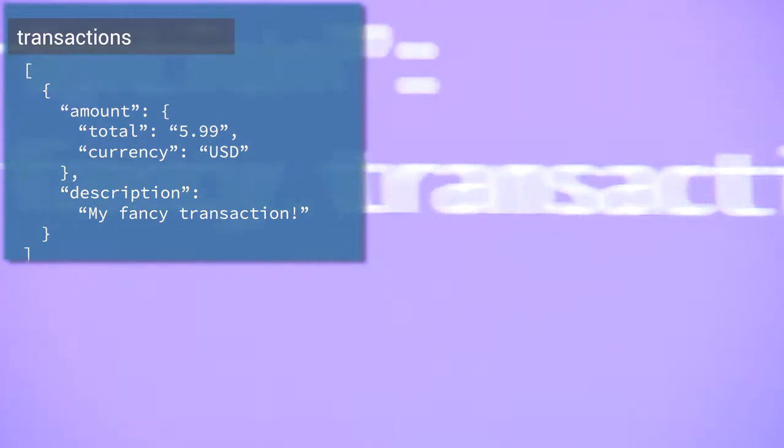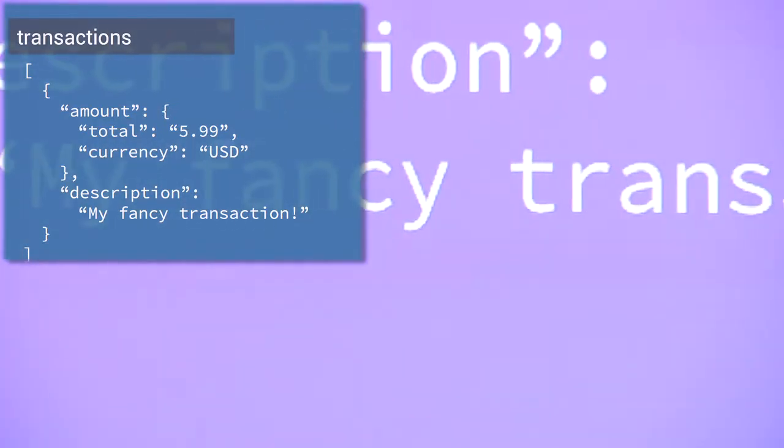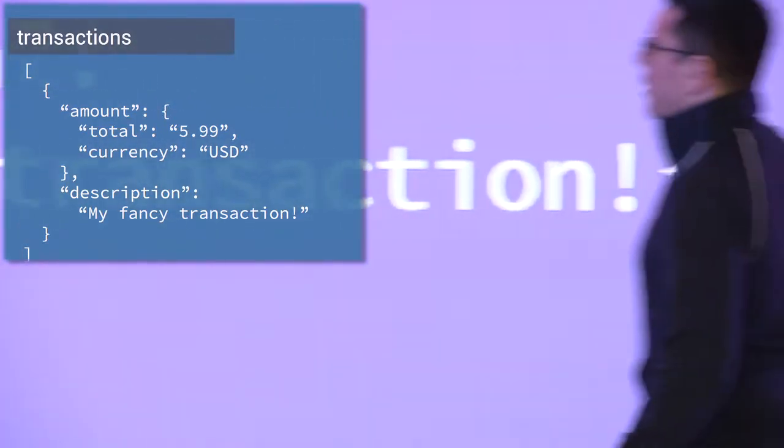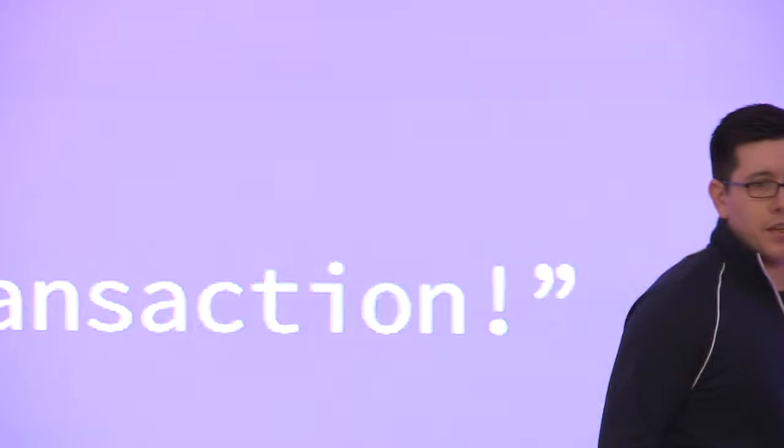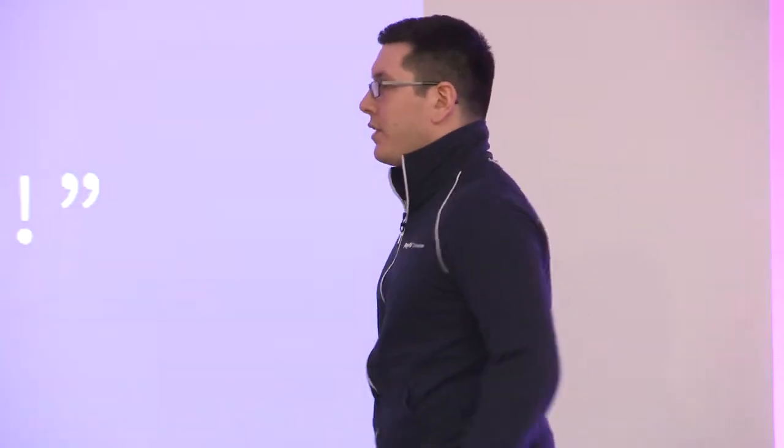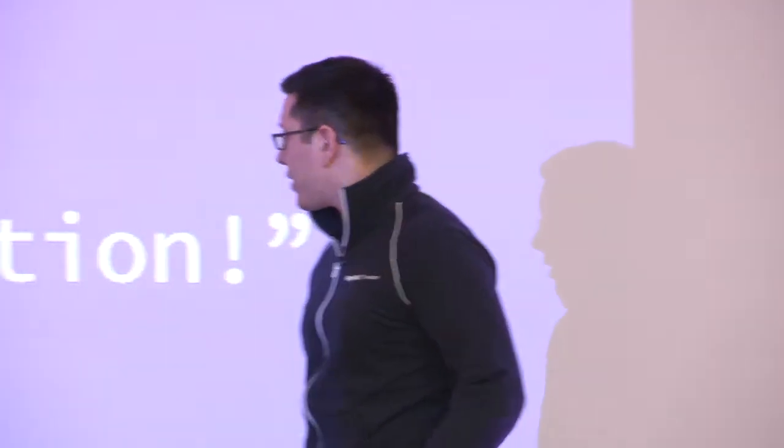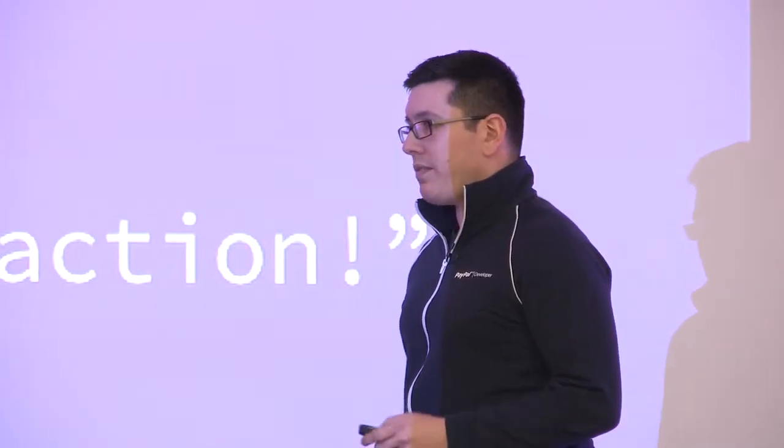Transactions is an array, because you can do multiple transactions at the same time. You pass an object called amount that has a total and a currency. Right now, we started with US. It's coming to Europe in the next few weeks, so it might make sense to test it already on our sandbox. Description, that's it.